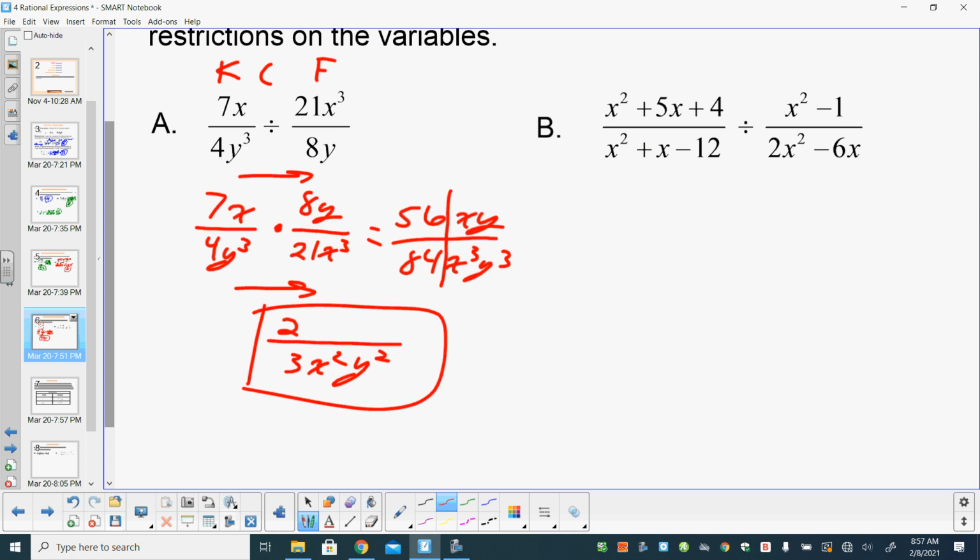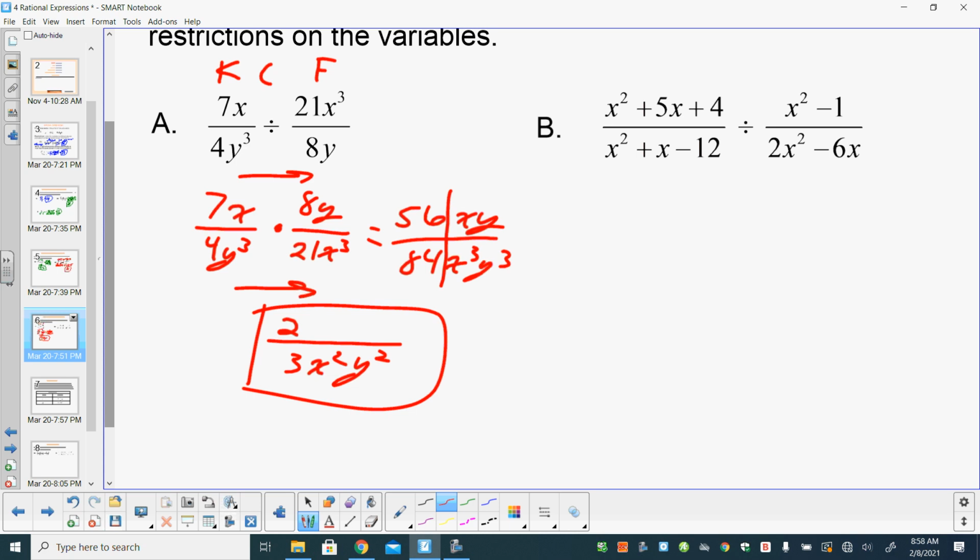So you still take the difference. The difference between 3 and 1 is 2. But since the 3 is bigger on the bottom, that's where my result will go, on the bottom. If it were bigger on top, the result would go on top. You always put the result where the bigger number is. All right, questions on that?